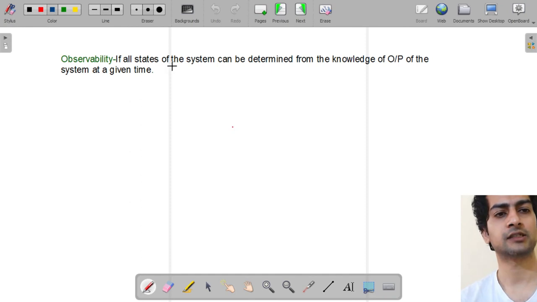So next is observability. If all states of the system can be determined from the knowledge of the output of the system at a given time, then it is known as observability. That is, we are observing the states through the output. Then it is known as observability.